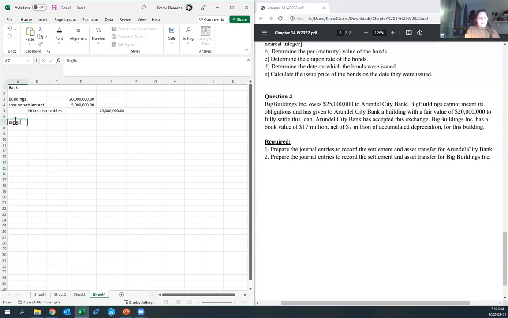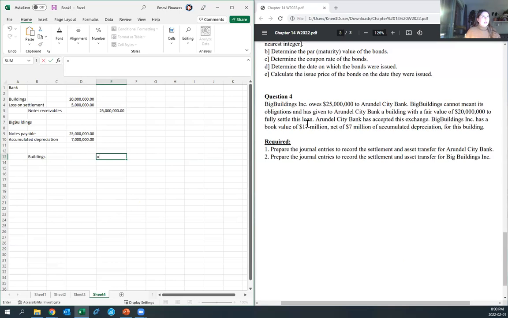And then for Big Buildings, they're going to get rid of their notes payable, which was $25 million. They're going to get rid of their accumulated depreciation that was in their books, which was $7 million. Then they're going to have a gain or loss and another gain or loss. So they're going to have a gain or loss for the loan settlement, and they also have a gain or loss for the disposal of the long-term asset. So I'm going to leave 2 lines blank here, and I'm going to credit the buildings account because they're getting rid of their buildings.